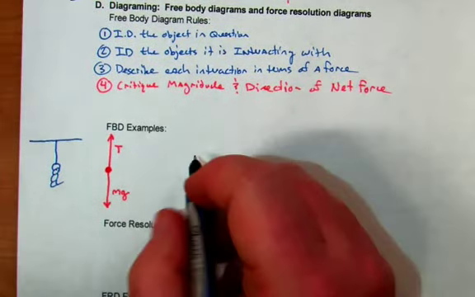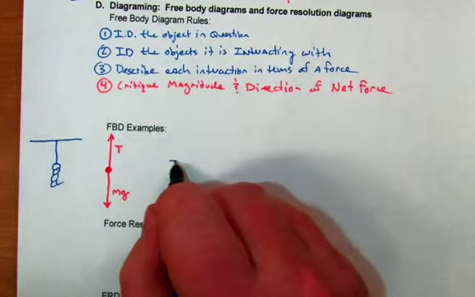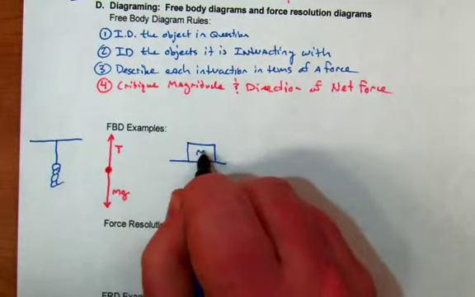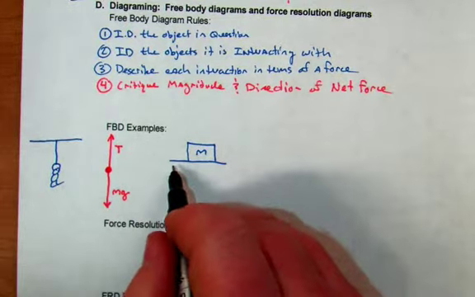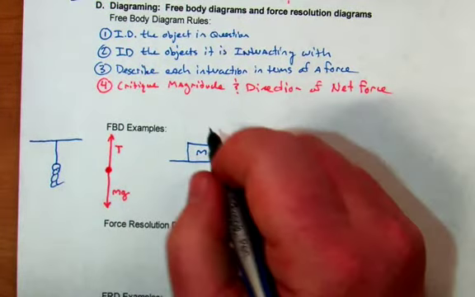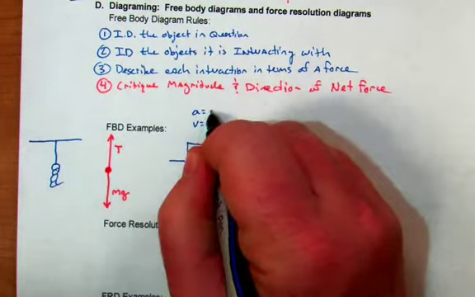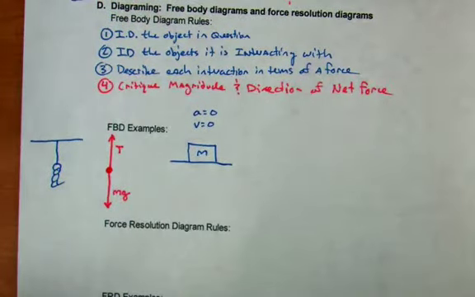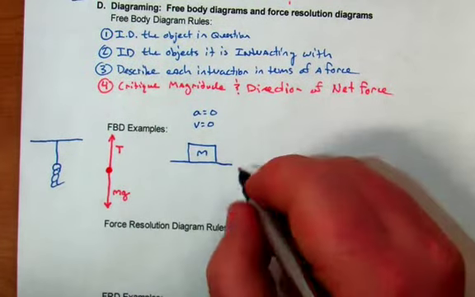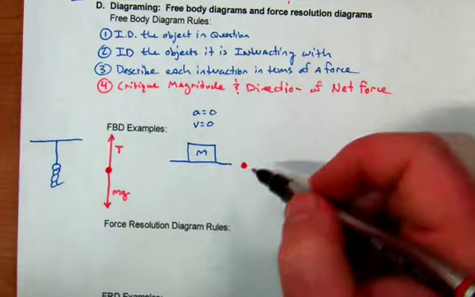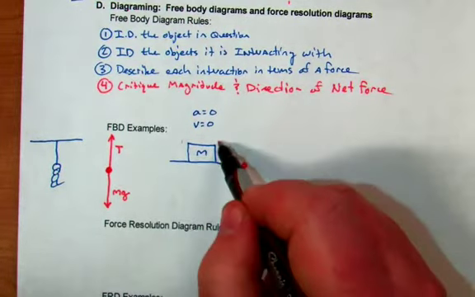Okay? Now, let's take another example. Let's take a box with a mass m sitting on a surface. So for this case, let's say velocity is 0, and it's staying at 0, so acceleration is 0. Okay. Again, for my free body diagram, I'm going to make a dot. You identify the object, that is our box.